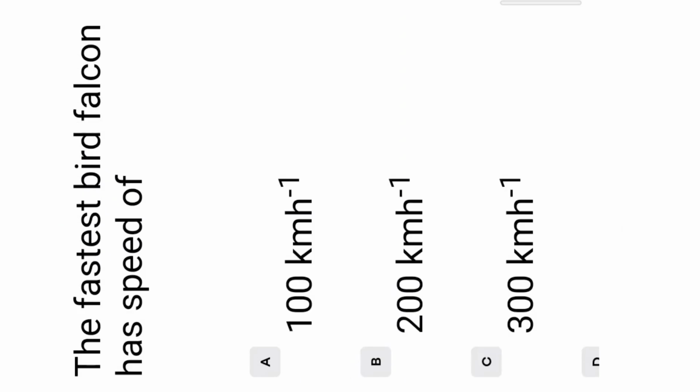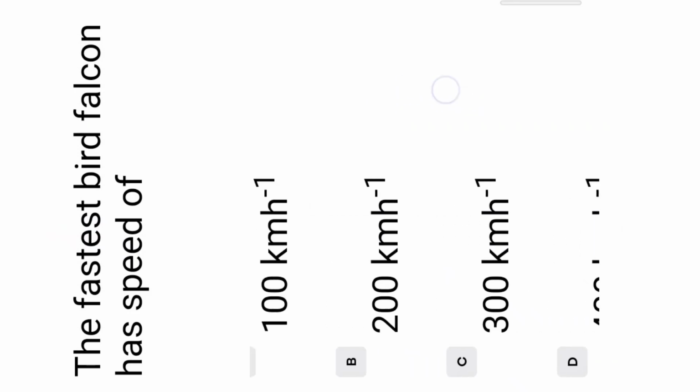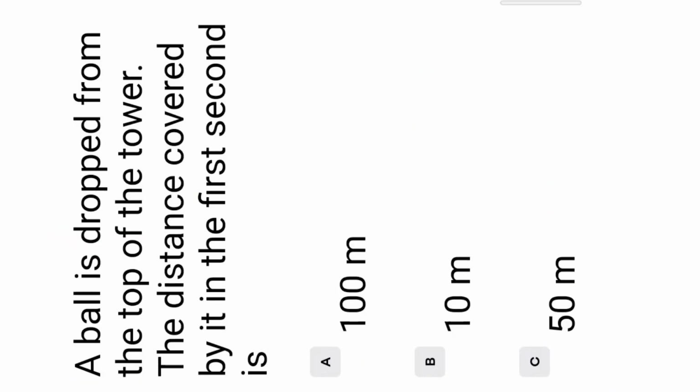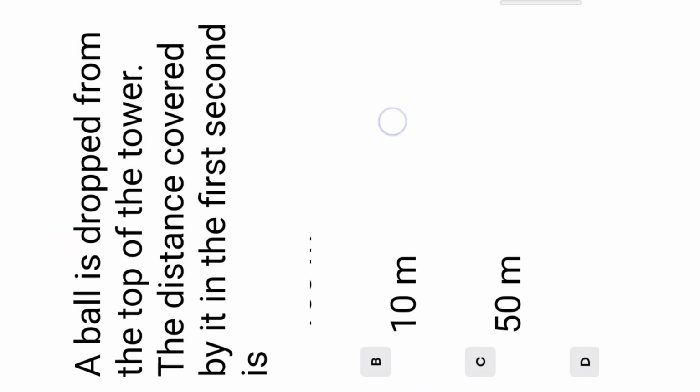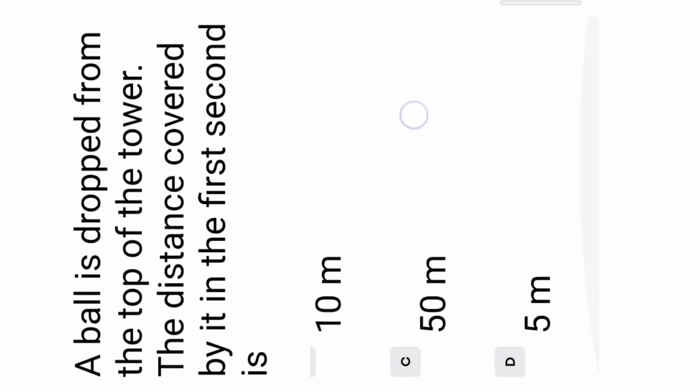The fastest bird, falcon, has a speed of A 100 km per hour, B 200 km per hour, C 300 km per hour, D 400 km per hour. It is 200 km per hour, that is B. A ball is dropped from the top of a tower. The distance covered by it in the first second is equal to A 100 meter, B 10 meter, C 50 meter, D 5 meter. The correct answer is 5 meter, so we take D.